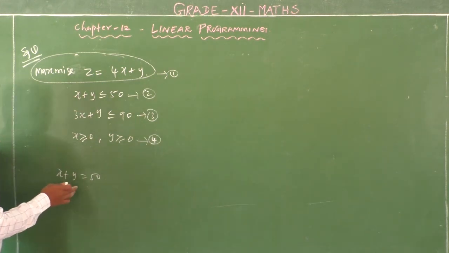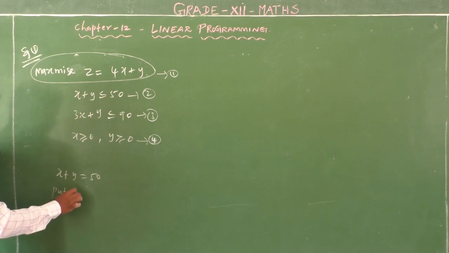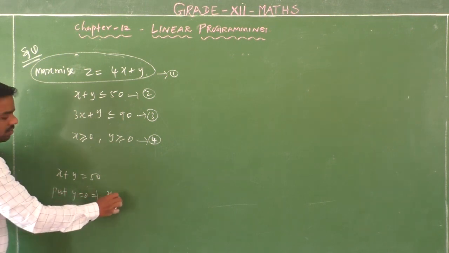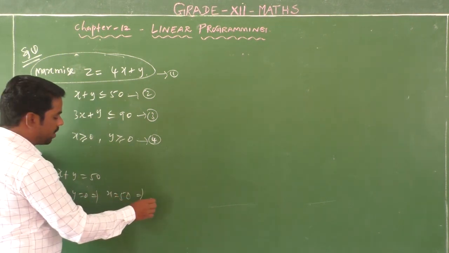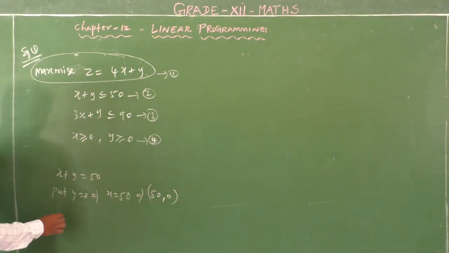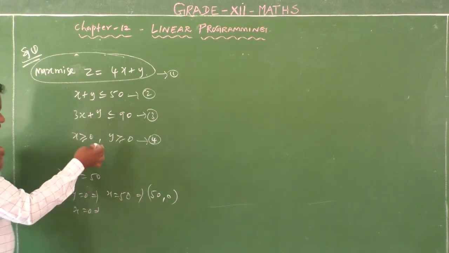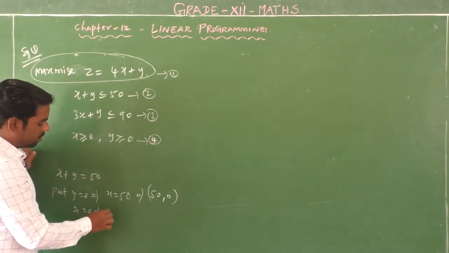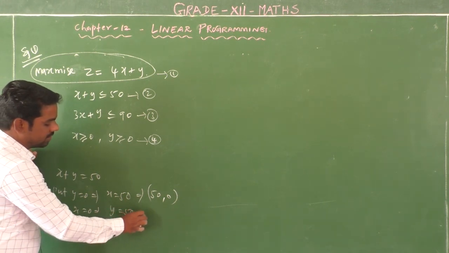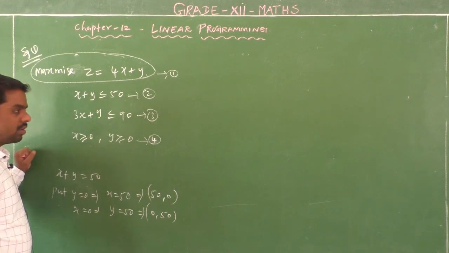Right. So x plus y equal to 50. Let's consider. Put y equal to 0, x equal to 50. Therefore, the coordinate point is 50, 0. Put x equal to 0 in the equation, so y equal to 50. So the other point is 0, 50.